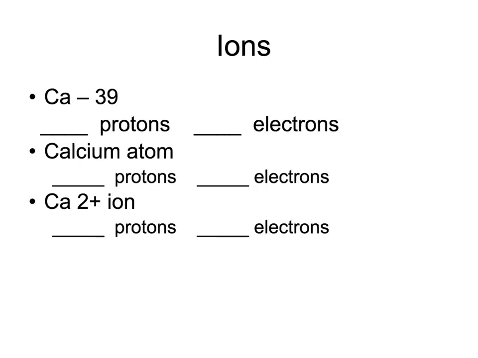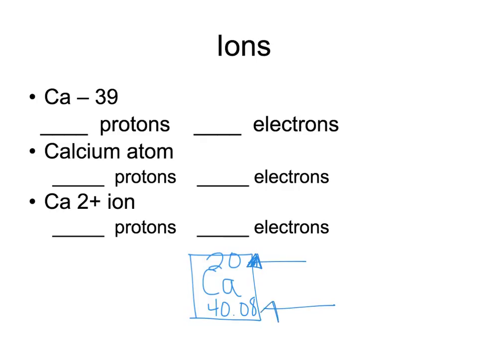Take a minute to try some of these on your own. I will tell you the atomic number of calcium. On the periodic table, this is what calcium looks like. So your atomic number is right here, number 20, and your atomic mass is here, 40. Use that to help you see if you can do these three on your own. Pause the video here.